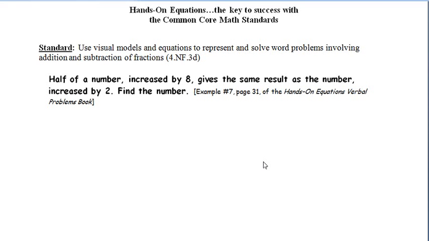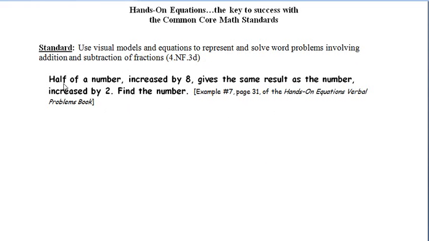Let's see how Hands-on Equations can enable your students to meet this 4th grade math standard. The standard says, use visual models and equations to represent and solve word problems involving addition and subtraction of fractions. We will illustrate the process with an example taken from the Hands-on Equations Verbal Problems book.